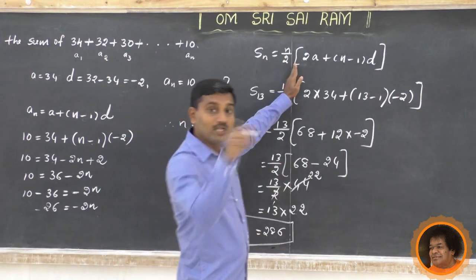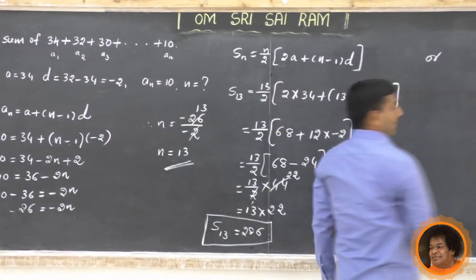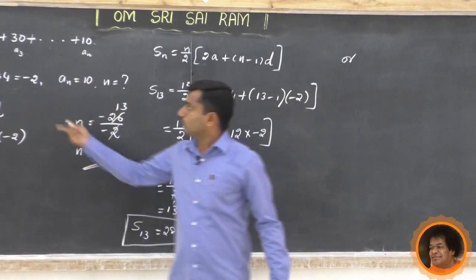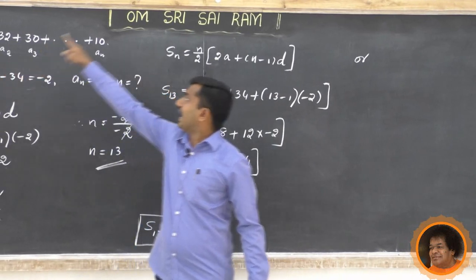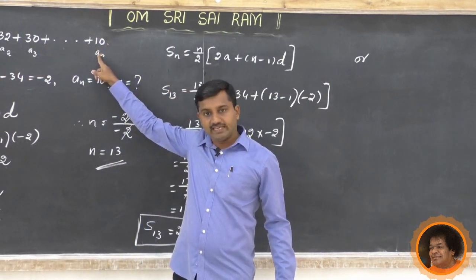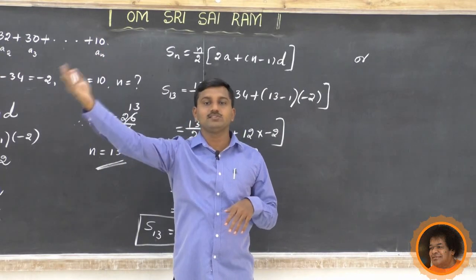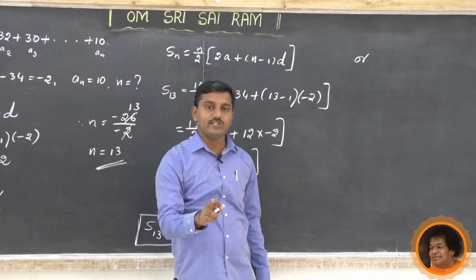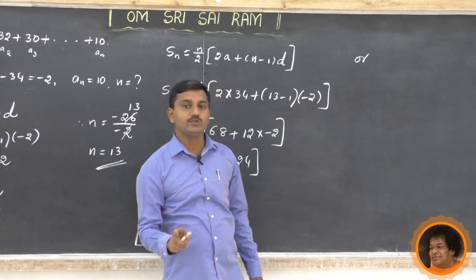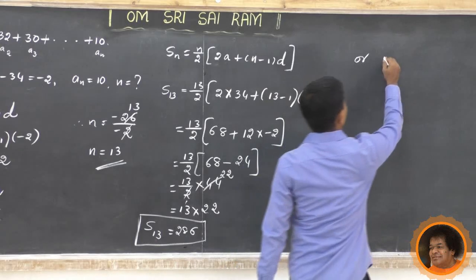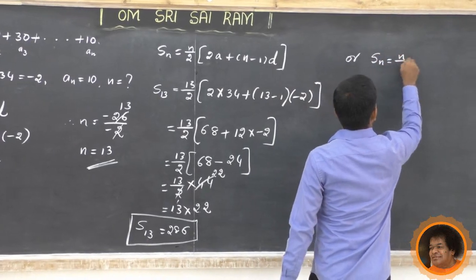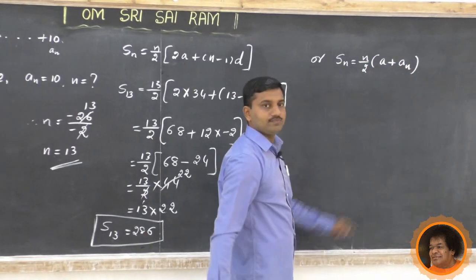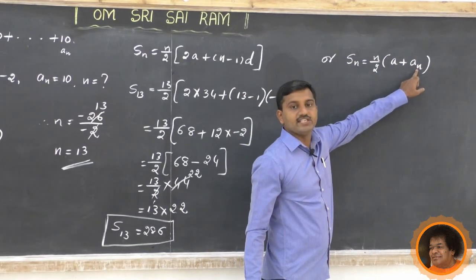Find the sum. One more method. Number of terms is 13. So the first term is given, that is 34, and the last term is also given, 10. If the first term and the last term are given, what is the sum? One more formula, that is Sn is equal to n by 2 into a plus an. So using the formula Sn is equal to n by 2 into a plus an, here n means number of terms, a is the first term and an is the last term.